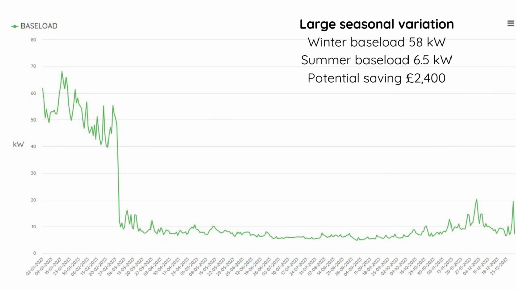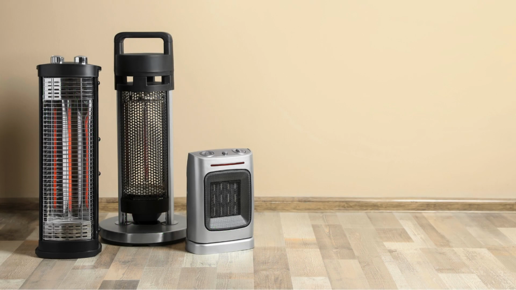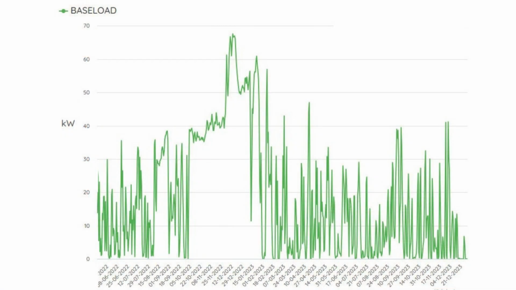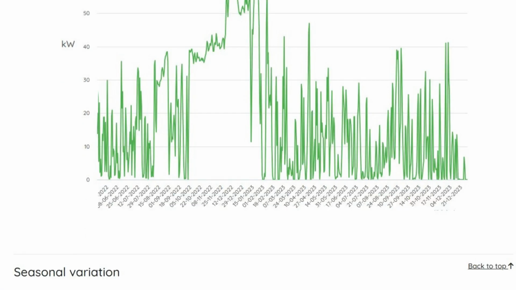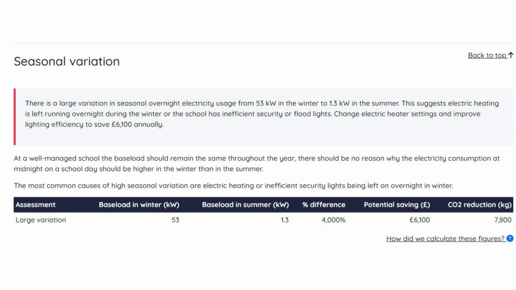A large seasonal variation, where overnight consumption is higher during the winter, can sometimes be caused by inefficient security lighting, but often by electric heating that gets left on overnight. You can see at this school their consumption is higher each year during the winter than the summer. Our analysis table at the bottom of the page shows how much energy, carbon and money could be saved if the electric heating was switched off overnight and the winter overnight consumption was brought down to the same level as during the summer.